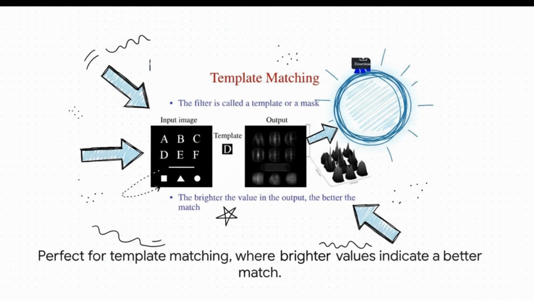So why do we care? Well, template matching. Check this out. The input image has a bunch of letters, and our template, or our mask, is the letter D. After we run the correlation, look at the output. You see those bright spots? The brighter the spot, the better the match. It's pointing right at the D. That's correlation doing its job perfectly.